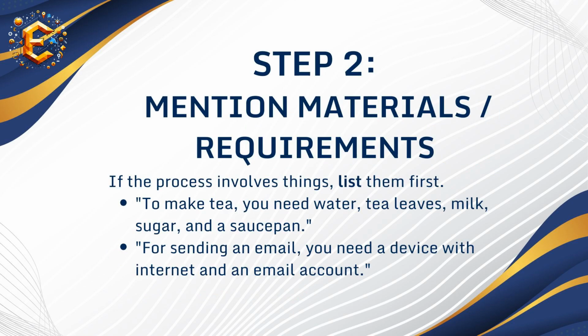Step 2. Mention materials/requirements, if needed. If the process involves things, list them first. To make tea, you need water, tea leaves, milk, sugar, and a saucepan. For sending an email, you need a device with internet and an email account.